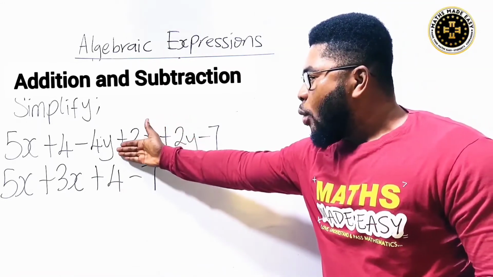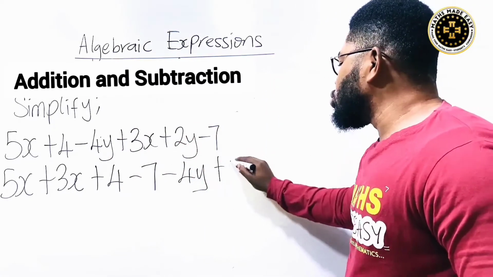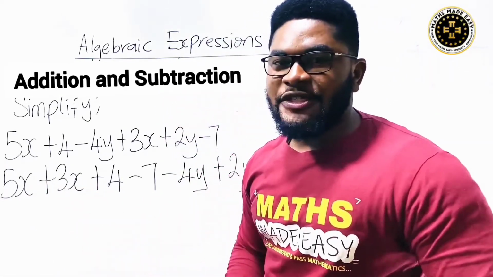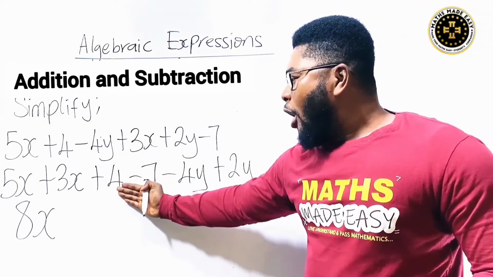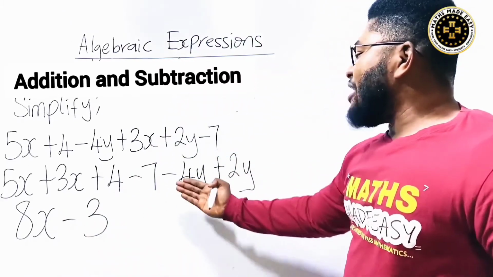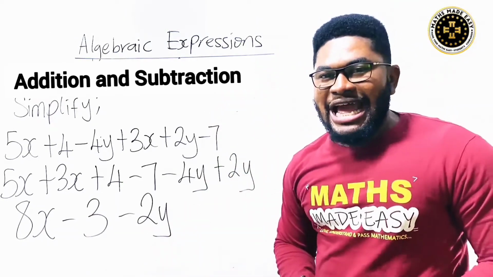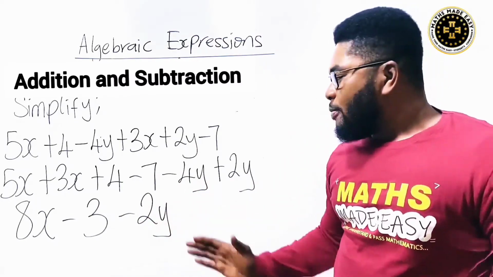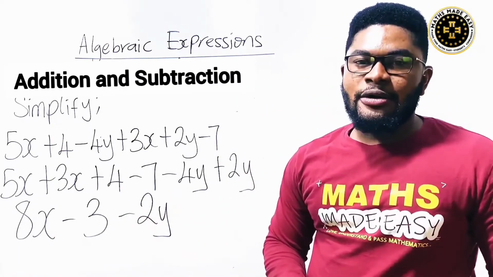Then I have a variable y. So minus 4y. Then plus 2y. Let's simplify according to their like terms. 5x plus 3x gives us 8x. I have 4, that's positive 4, minus 7 gives me minus 3. Then I have minus 4y plus 2y gives me minus 2y. Remember, I said the arrangement can change, but maintain the signs and the coefficients in front of them. So, since 8x minus 3 minus 2y are unlike terms, we'll leave our answer this way.